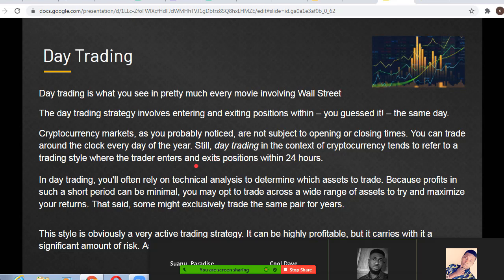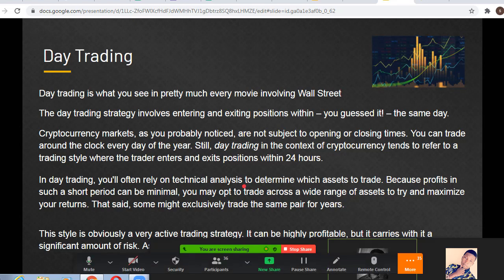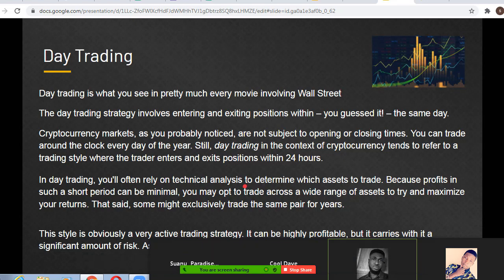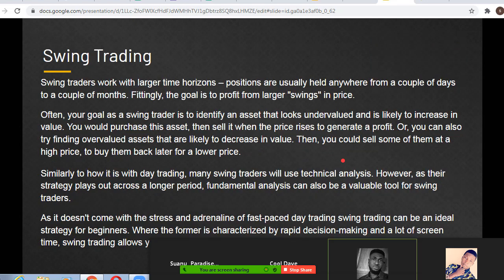Okay, so in day trading, you are often relying on technical analysis and determining which asset to trade, because profits in such a period of time can be minimal, so you opt in and out of a position frequently. This style of trading is very active because you have to be on your chart always trading. Sometimes day trading is very tasking because you have to be on your computer performing your trades 24 hours. Now, another trading method that we have is swing trading.